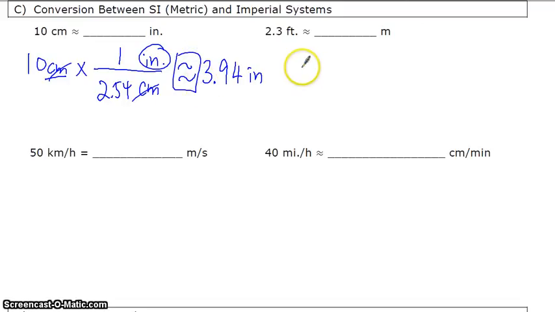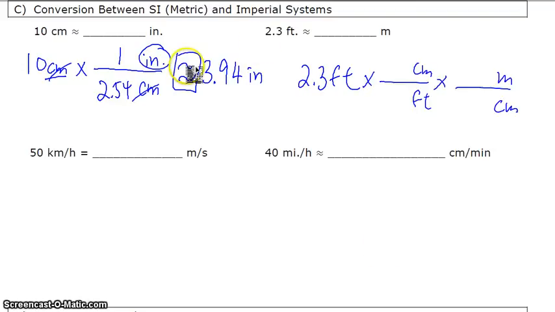Okay, so 2.3 feet converted to meters. I'll write down the conversion factors here. You look at the formula sheet. There's no direct conversion between feet and meters. So I'll go from feet to centimeters and then centimeters to meters. 1 meter is 100 centimeters. 1 foot is 2.54 centimeters. This one, you multiply by 2.54, and you divide by 100. By using unit analysis, you don't need to memorize or figure out multiplying or dividing. It's all there for you in the right place. So unit analysis, once again, is the way to go, and then you'll find the answer.